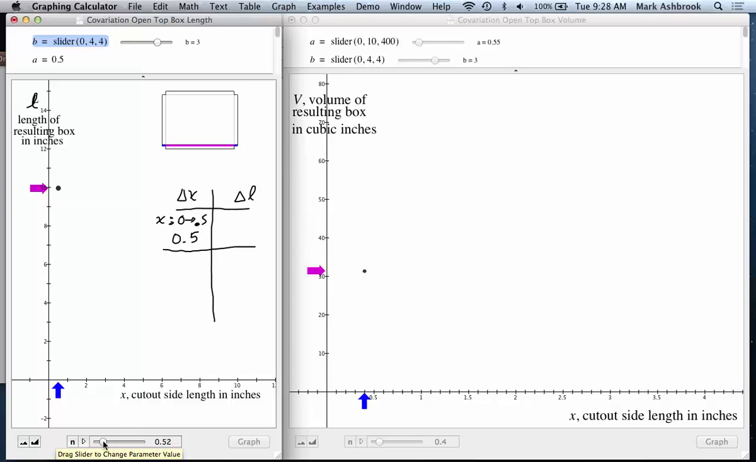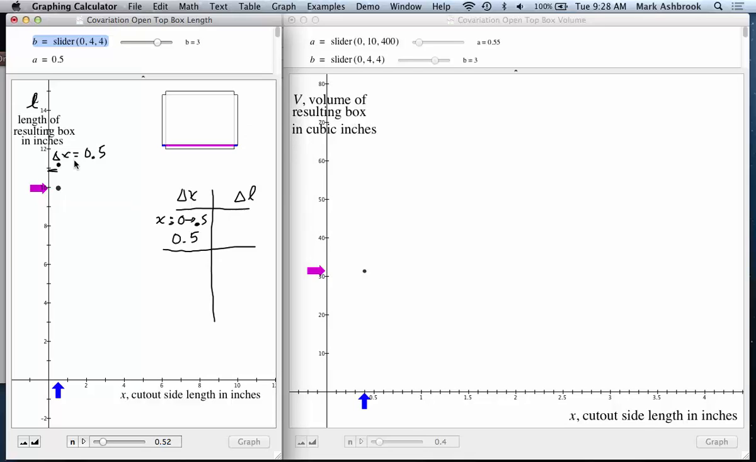So I just increased the side length. We started at 11. I increased the side length by half an inch. And what happened to the length of the resulting box when I did that? Changed by -1. He said it changed by -1. It was at 11 before, and so when I cut out 2 squares of 0.5, the resulting length is 10, right? And you're seeing it right there.